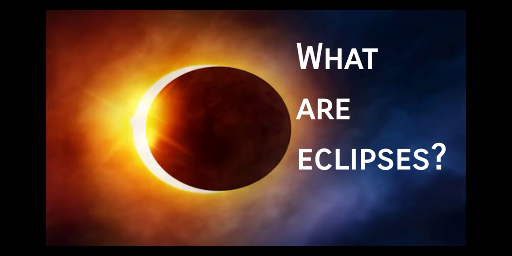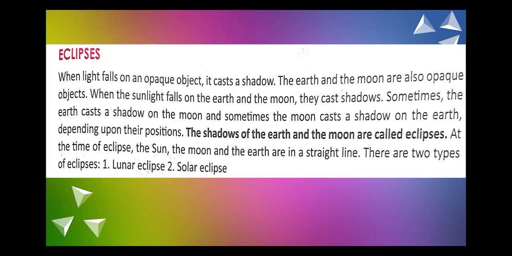Now, let's talk about what an eclipse is. The shadows of the earth and the moon are called eclipses. When light falls on an opaque object, it casts a shadow. We have talked about shadow, that we need a source of light, an opaque object, and a surface on which the shadow is cast. So, this effect of shadow causes eclipses. The earth and the moon are also opaque objects, meaning they don't allow light to pass through them. They are not transparent, they are absolutely opaque objects.